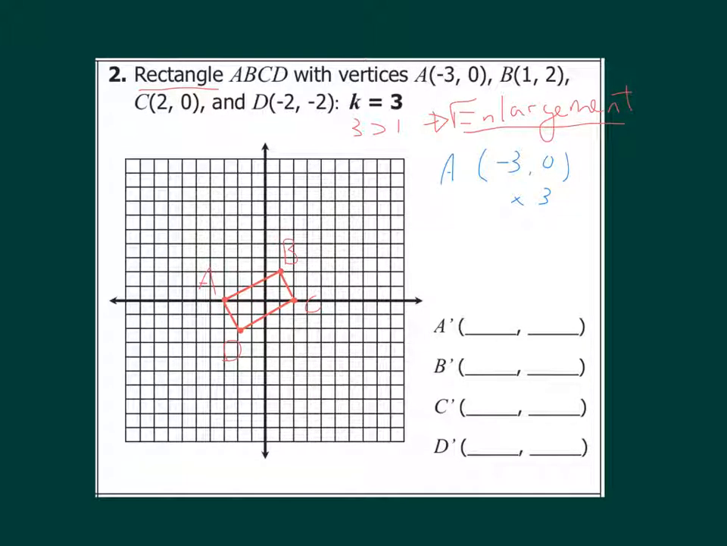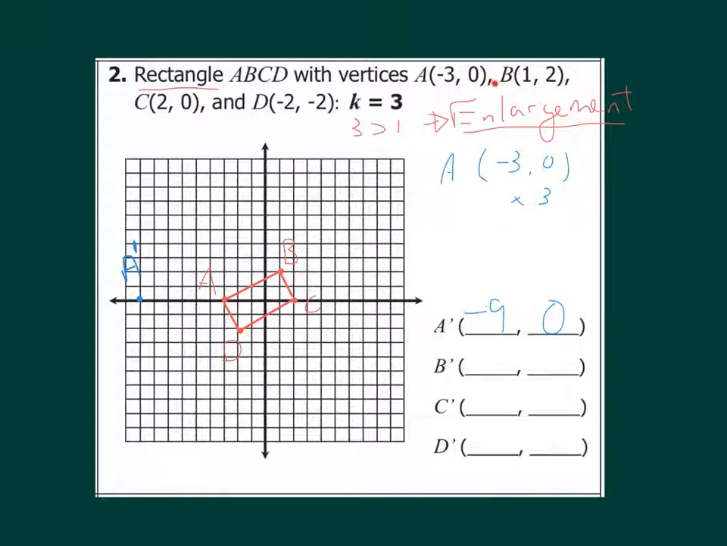So -3 times 3 is -9. So I'll record that here. And 0 times 3 is 0, so that's that. Then I come over to my grid, and I'm going to plot -9, 0. And -9, 0 is way out over here. So what's happened? I've stretched A out. And now I'm going to do the same for B, C, and D.